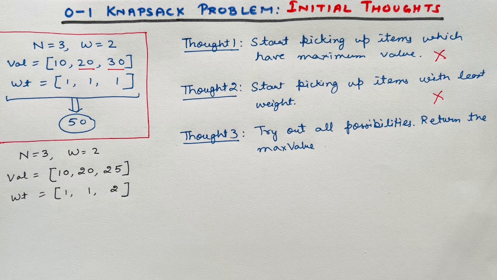And then for each of those combinations, we see what is the maximum value. Then finally, out of all the possibilities, the combination of items that gives us the maximum value is what we desire. So we can return that maximum value.